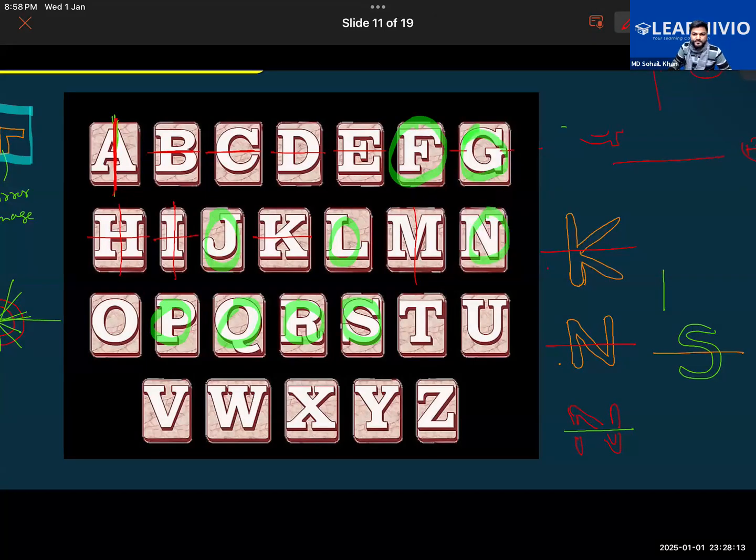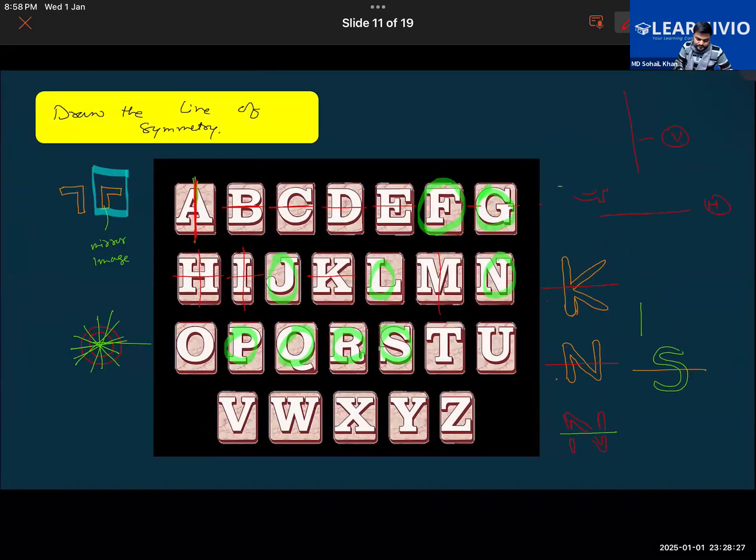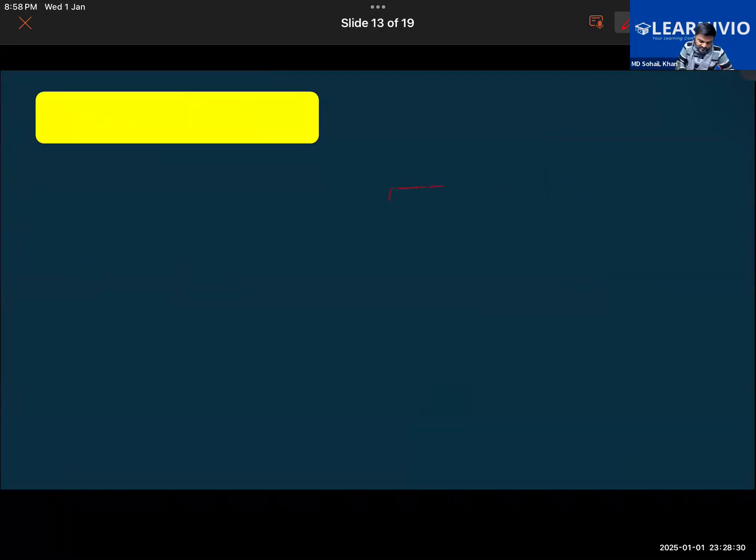What about T? Yes, T. Does it have a vertical or horizontal line of symmetry? Both. No. How is it both? Horizontal. How is it horizontal? It's going to be vertical only, no? See. Say that this is the letter T.